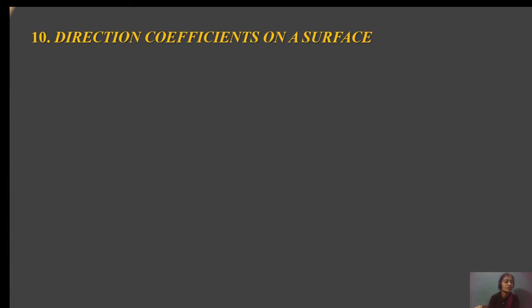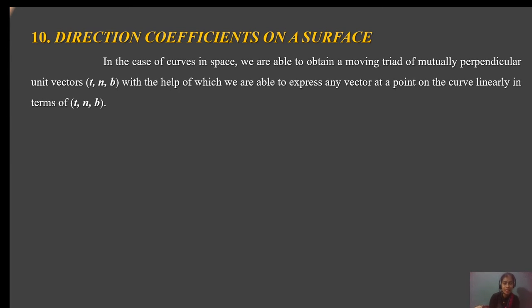The next topic is direction coefficients on a surface. In the case of a curve in space, we can obtain the moving trihedron of mutually perpendicular unit vectors t, n and b, with the help of which we can express any vector at a point of the curve linearly in terms of t, n and b.